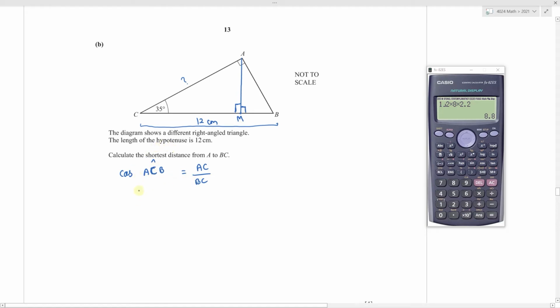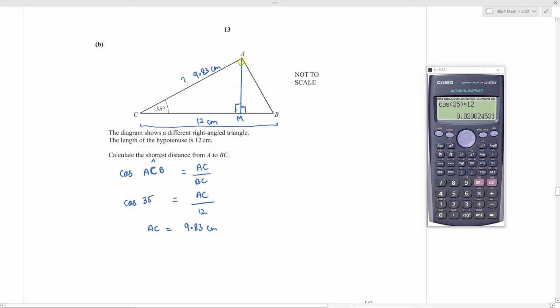So cos of ACB is cos of 35. AC is unknown. BC is 12. So this will give us AC equals cos 35 times 12, which is 9.8298. So I can write it as 9.83 centimeter. So this length here is 9.83 centimeter.